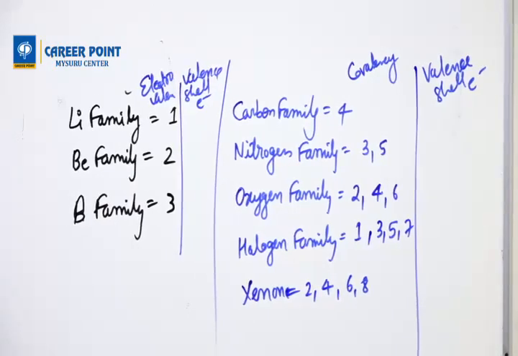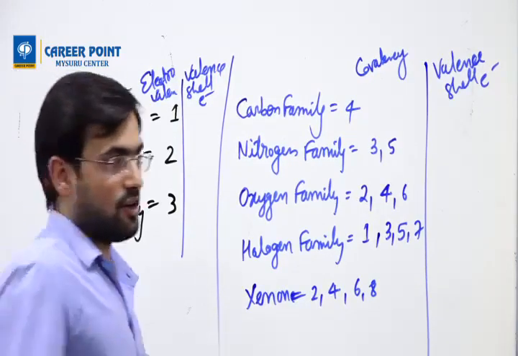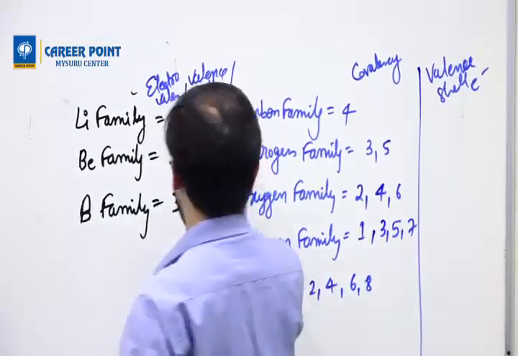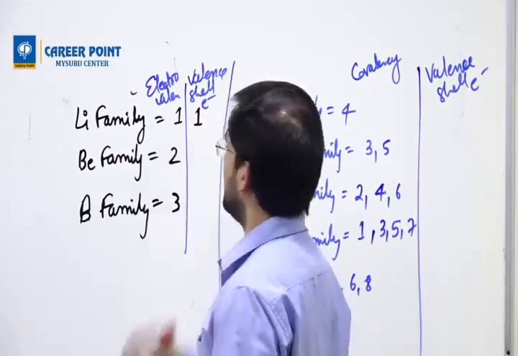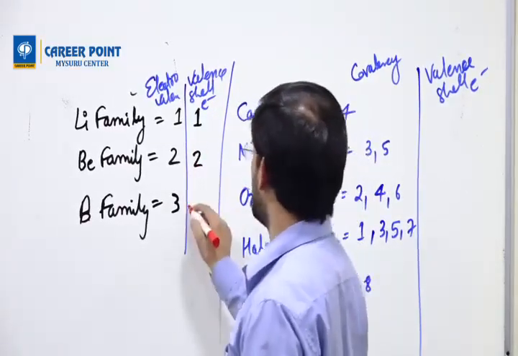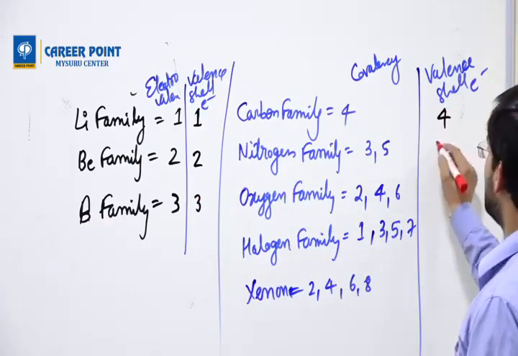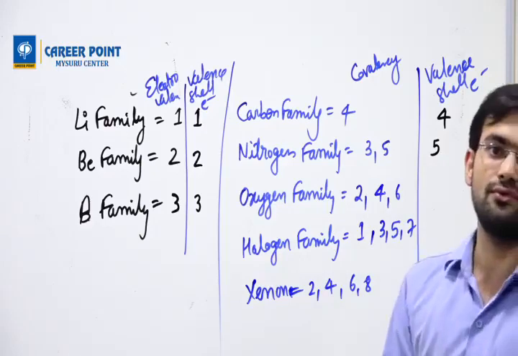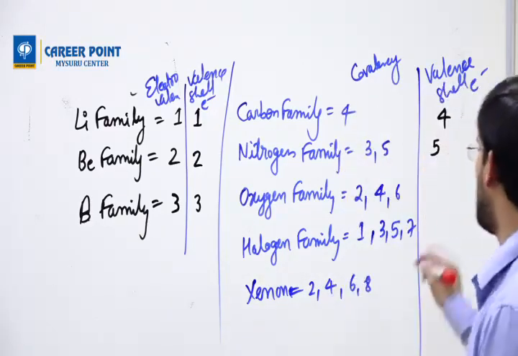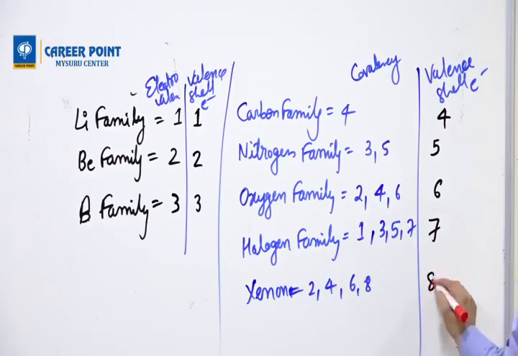Savita Raju says oxygen did not attain a stable configuration. Correct. I have not drawn the octet. I'll draw the octet now. So this is 1. Lithium family will have 1 valence shell electron. Beryllium will have 2. Boron will have 3. Carbon will have 4. Nitrogen family will have 5 valence shell electrons. Oxygen will have 6. Halogen will have 7. Then 8.